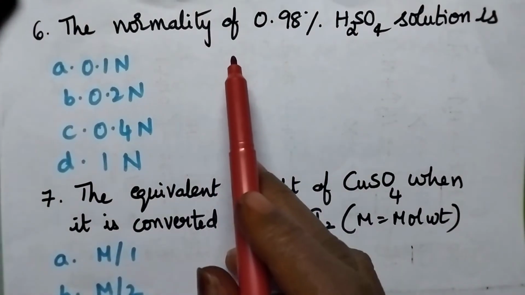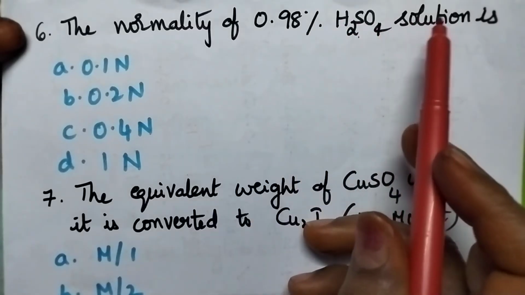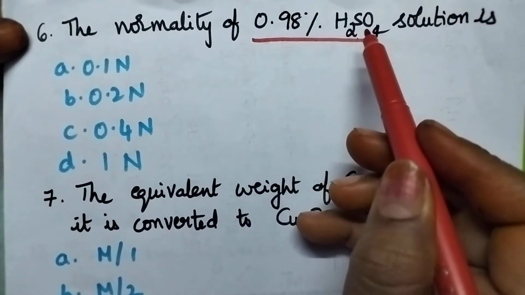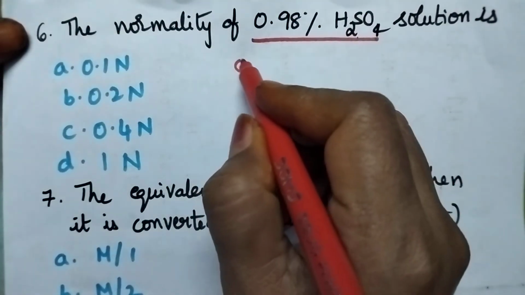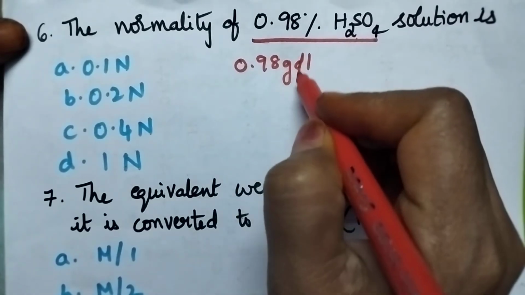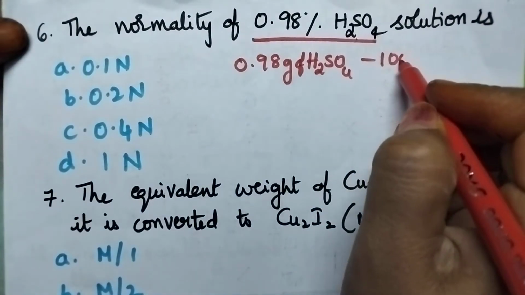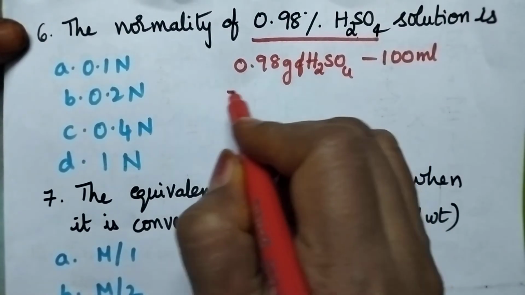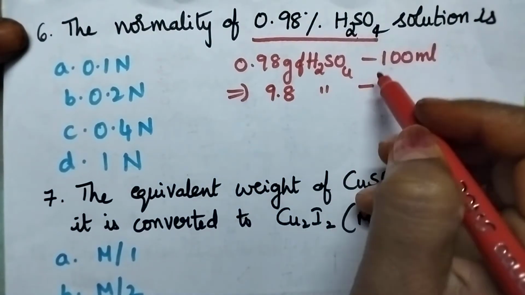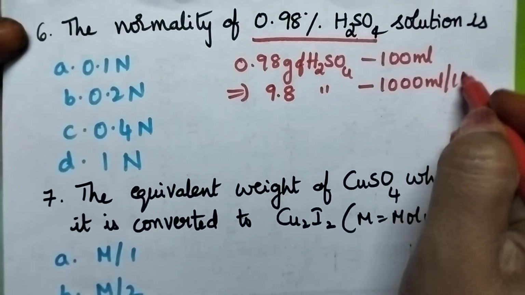The normality of 0.98% sulfuric acid solution is. 0.98% sulfuric acid solution means 0.98 grams of sulfuric acid is dissolved in 100 ml of water. That implies 9.8 grams of the sulfuric acid will be dissolved in 1000 ml, that is 1 liter of the water.